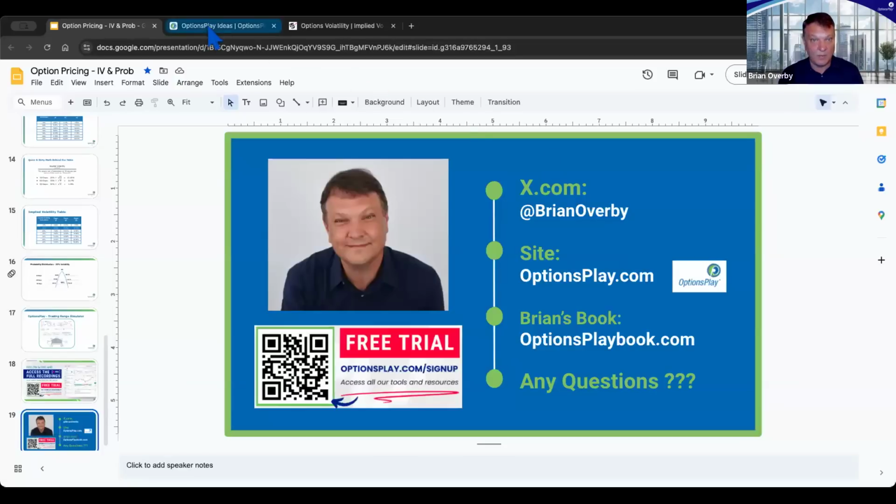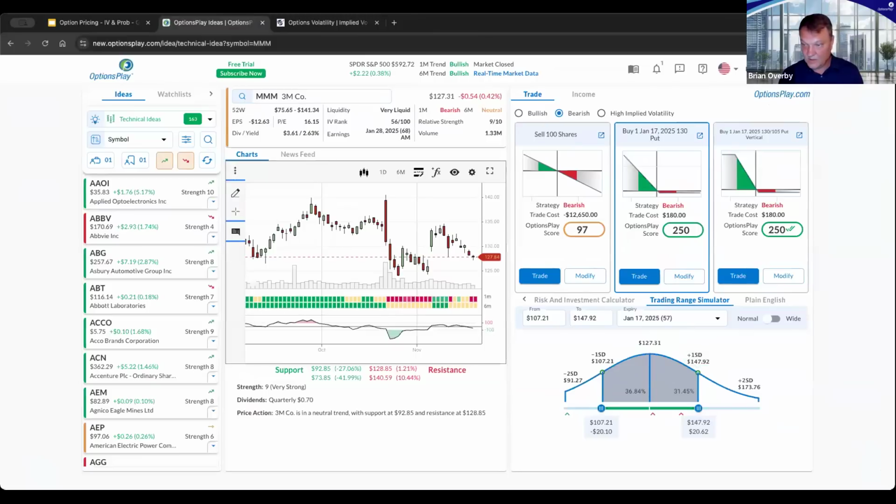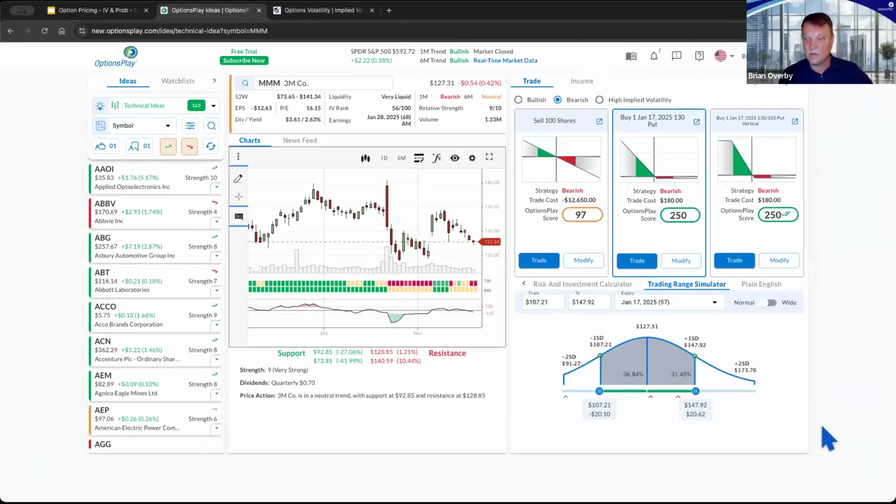I will pull up the Options Play platform. And let me expand it a little bit here. I think you can see that now, okay? And this is what I have. I have 3M in here.